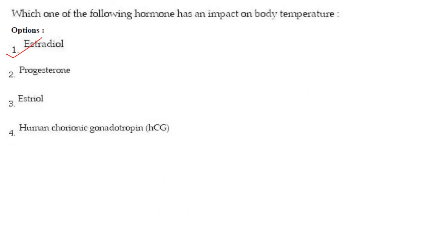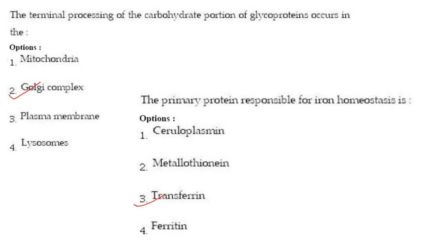Next one, which of the following hormone has an impact on body temperature? Option 1, estradiol, 2, progesterone, 3, estriol, and 4, human chorionic gonadotropin. Answer 1, estradiol. Next one, the terminal processing of the carbohydrate portion of glycoprotein occurs in the option 1, mitochondria, 2, Golgi complex, 3, plasma membrane, 4, lysosome. Answer is option 2, Golgi complex.